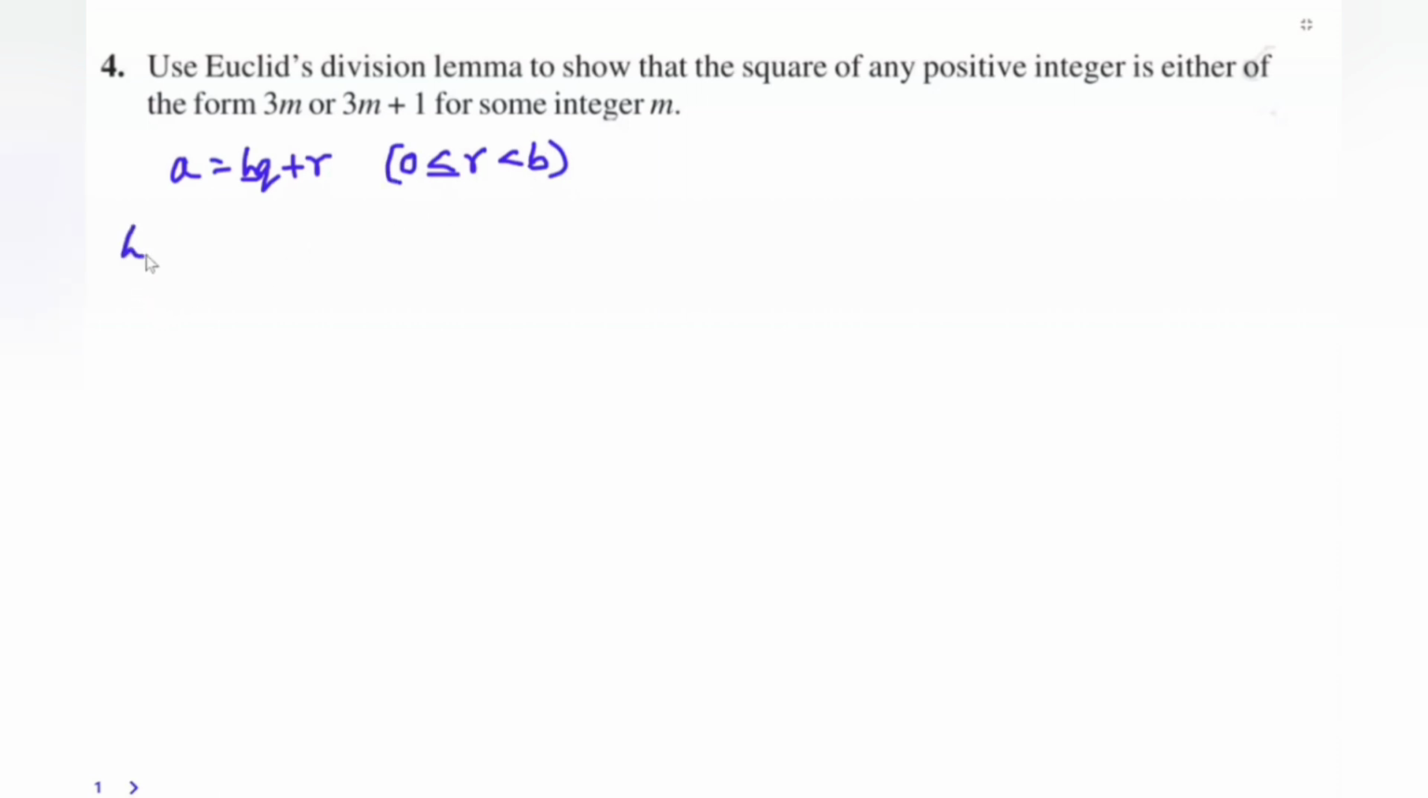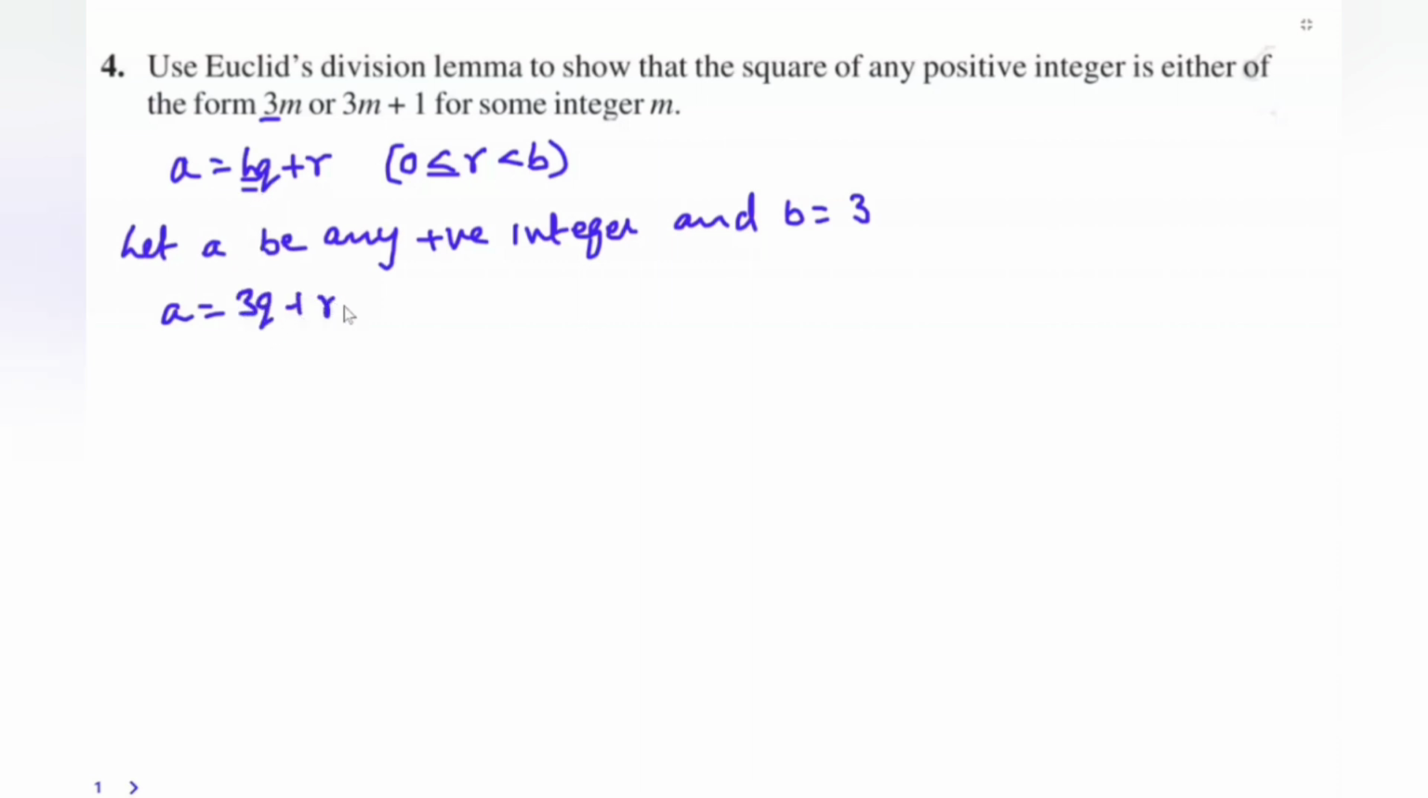Let a be any positive integer, and let us take b = 3. Why b = 3? b comes from here. Whatever number is here, let us take it as b. Now, according to the division lemma, we can write a = bq + r, with b being 3 here. So, a = 3q + r, where r should be greater than or equal to 0 but less than b, which means less than 3.